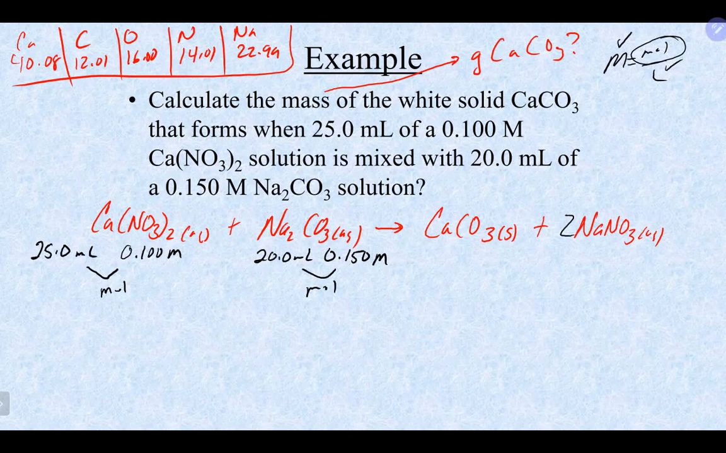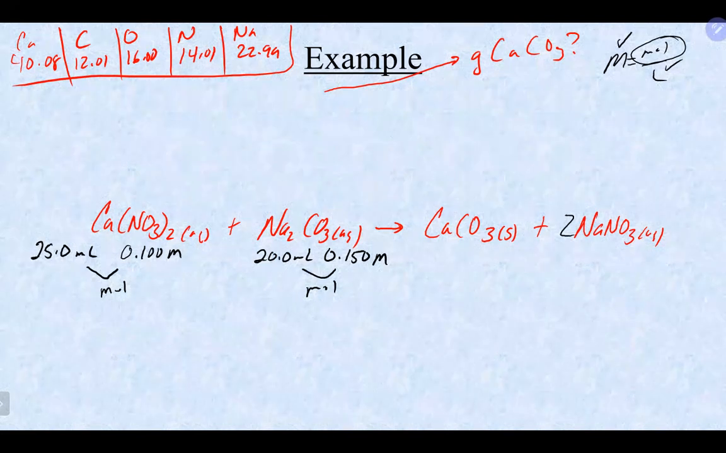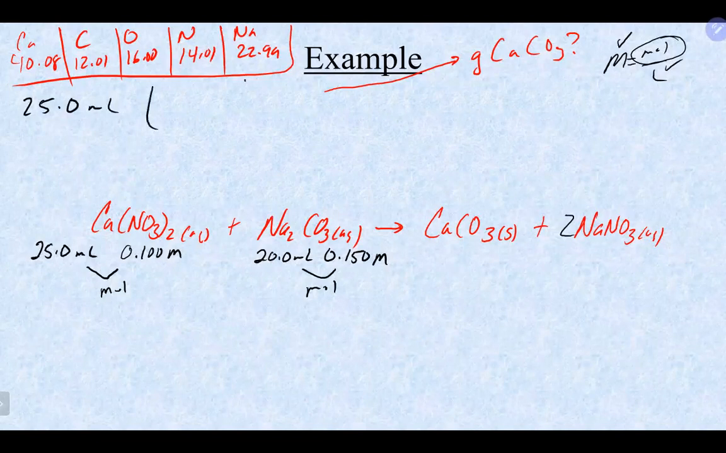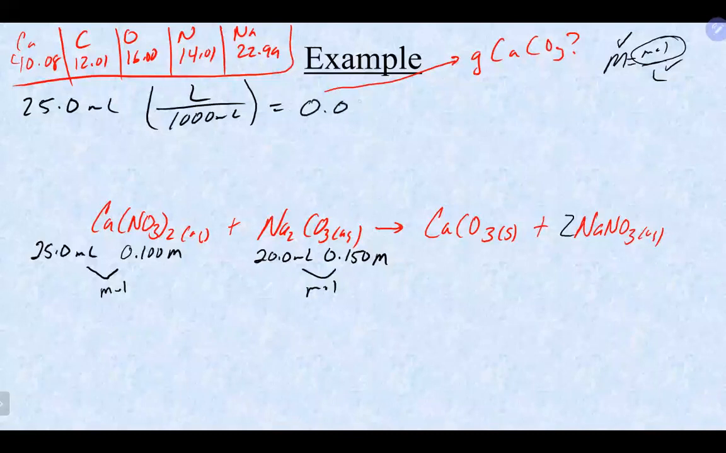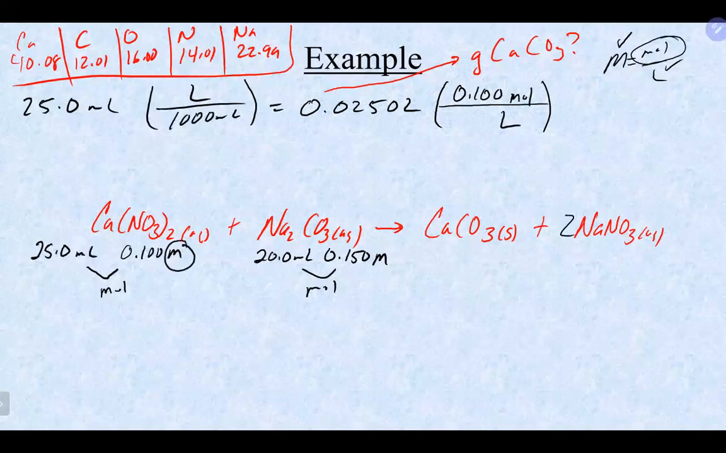To convert these to moles, remember that we do need to convert the volume into liters. So, moving the decimal place over 3 places to the left, we will then multiply by the molarity of our calcium nitrate, which is 0.1. Remember, the big M is moles per liter. The liters will cancel, and we end up with 0.025 times 0.1, which is 0.0025 moles of our calcium nitrate.